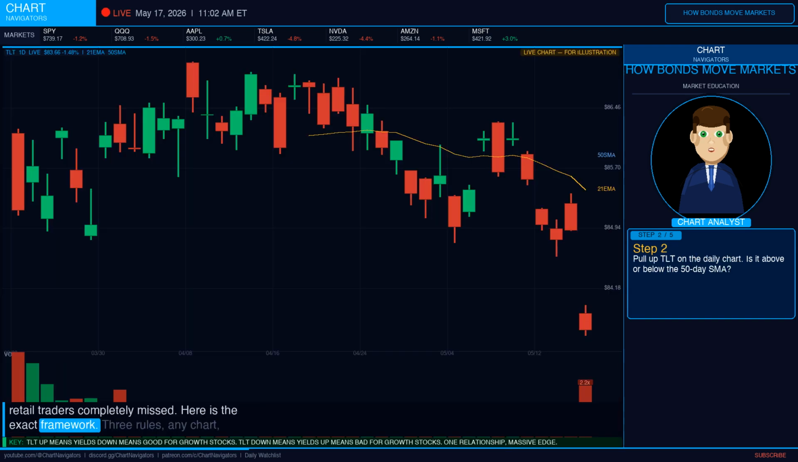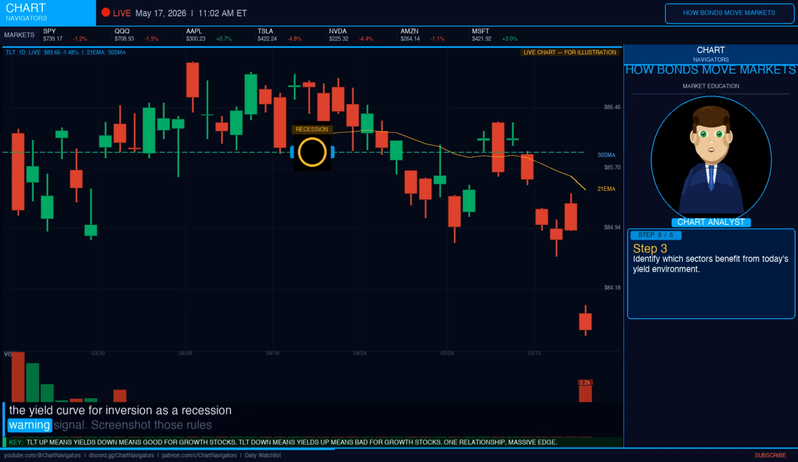Here is the exact framework. Three rules, any chart, starting today. Step 1. Check the 10-year Treasury yield. Is it rising or falling? Step 2. Pull up TLT on the daily chart. Is it above or below the 50-day SMA? Step 3. Identify which sectors benefit from today's yield environment. Step 4. Adjust your stock exposure based on the yield trend. Step 5. Monitor the yield curve for inversion as a recession warning signal. Screenshot those rules right now. Those are your exact conditions before you touch any trade.